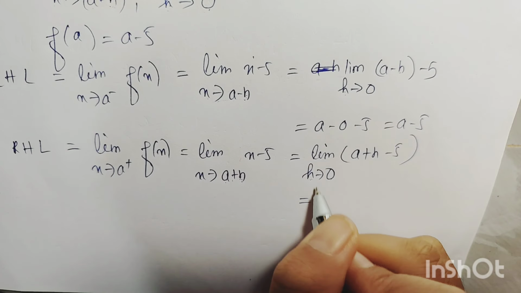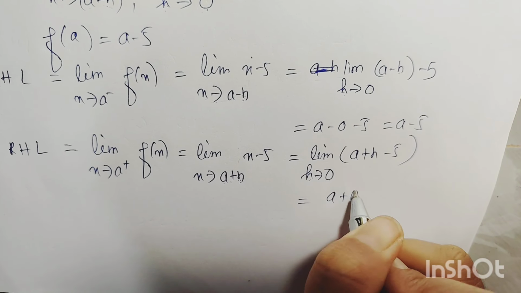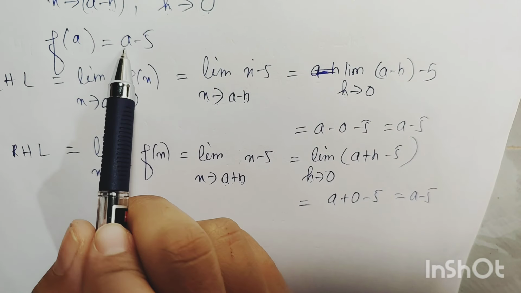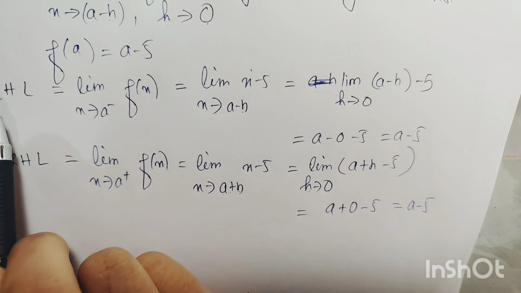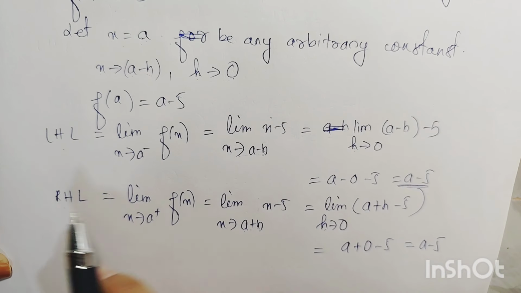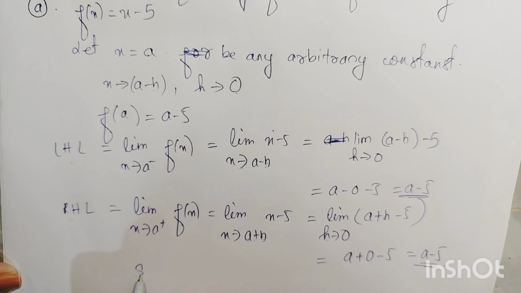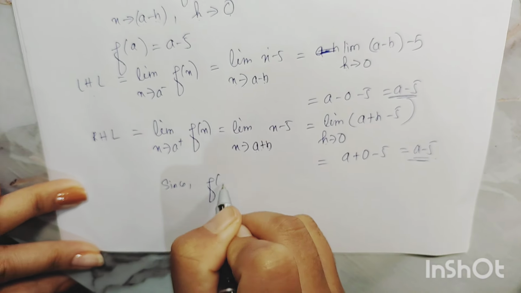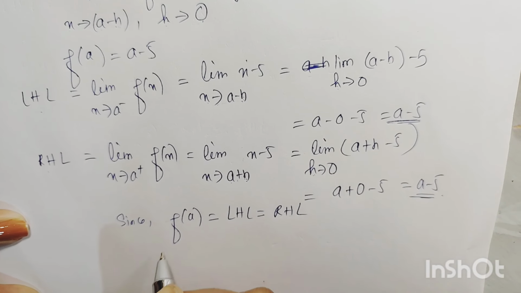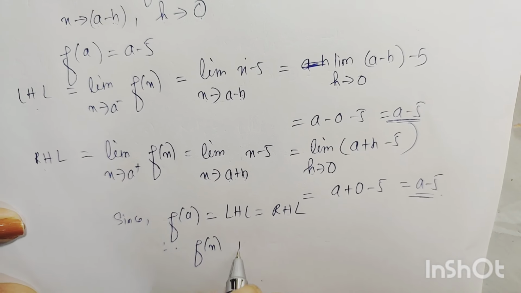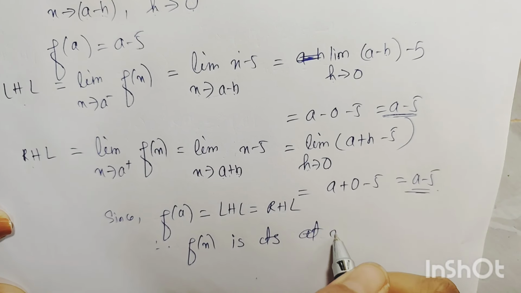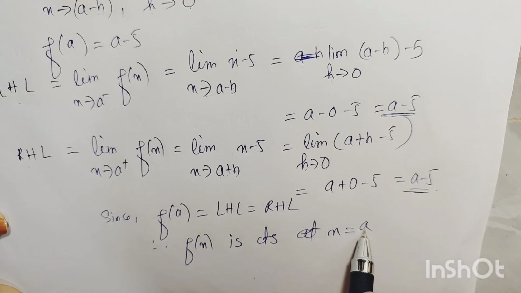As h tends to 0, we get a plus 0 minus 5, which is a minus 5. So f of a is a minus 5, the left hand limit is a minus 5, and the right hand limit is a minus 5. Since f of a equals the left hand limit equals the right hand limit, therefore f of x is continuous at x equals a.